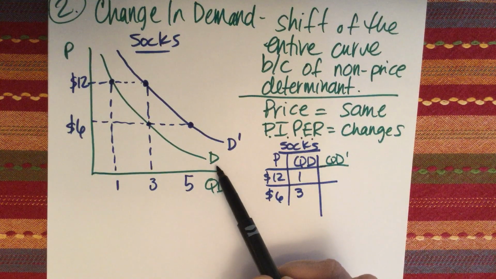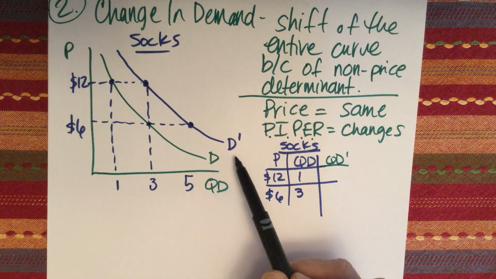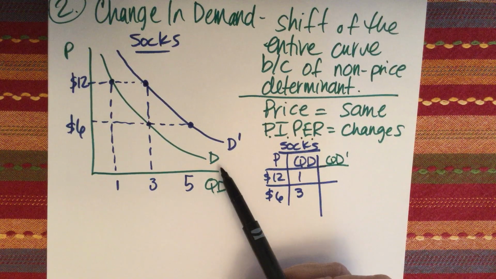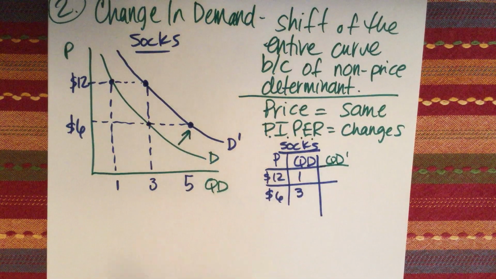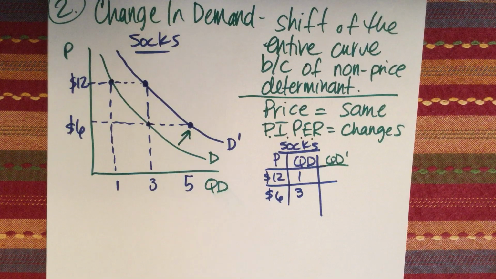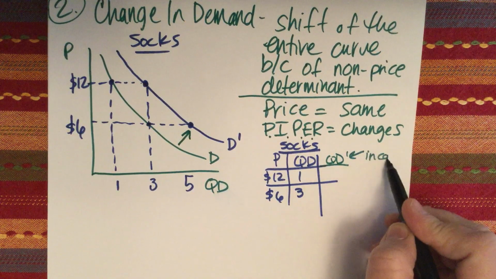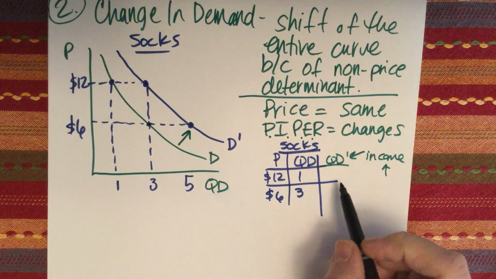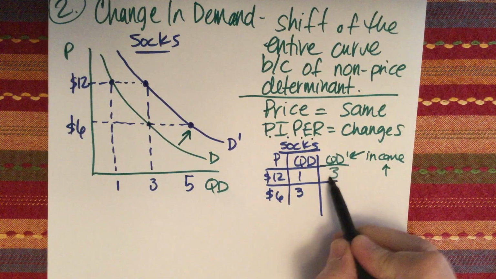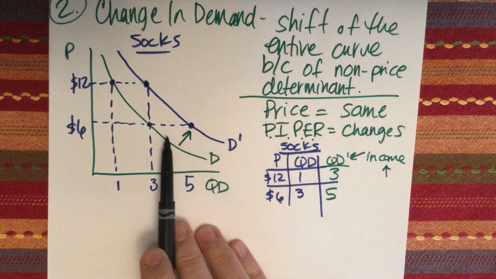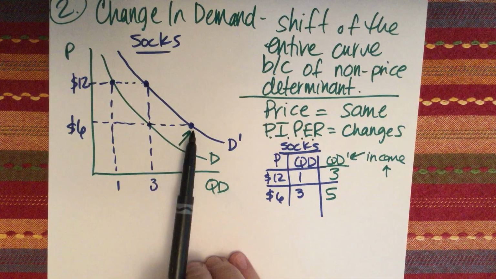You should always show a progression. If this first initial curve is D, you should label the next one D1, or you can do D1 and D2. Or you can also show a progression by using an arrow, but you have to show, especially on the exam, that there's a change from one point to the next. So again, my income has increased, and so at $12 now I'm going to purchase 3 pairs of socks, and at $6 I'm going to purchase 5 pairs of socks. And if I plot out these new points, then this is my new curve, and it seemingly has shifted to the right.